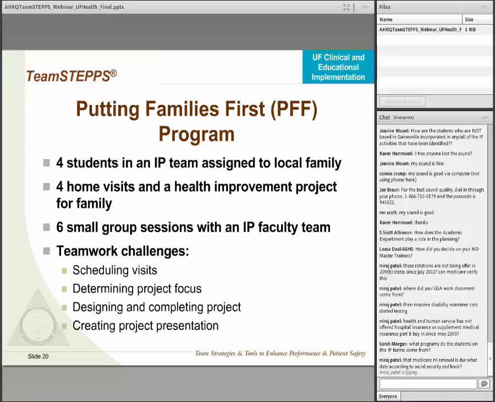So we're thinking about how we could introduce TeamSTEPPS concepts into this. This is not a clinical kind of learning experience for students, but clearly we're having them learn and apply teamwork skills. And we'd had the feeling for several years, and it's my own thinking, I'm not sure the students who come into our health professions programs have had a lot of experience with real teamwork and instruction in effective teamwork.